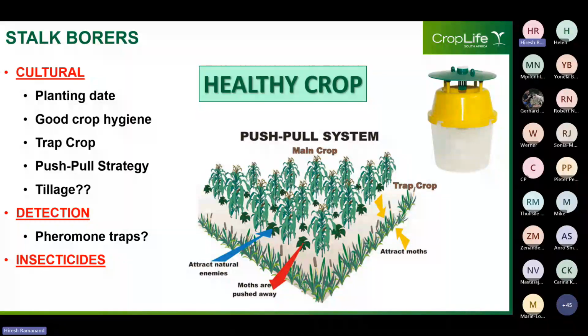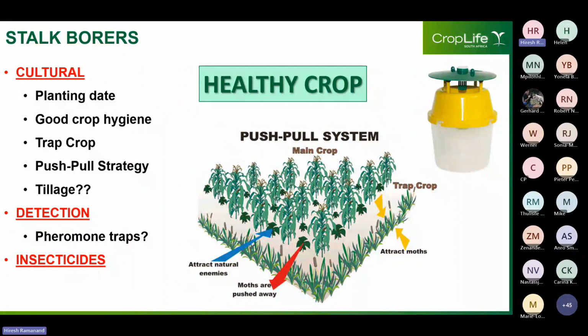The repelled stalk borer moths then become attracted to the grass surrounding the maize field, where their eggs are laid. Since the emerging larvae are unable to utilize vetiver or napier grass, they starve to death. This reduces damaging stalk borer populations.